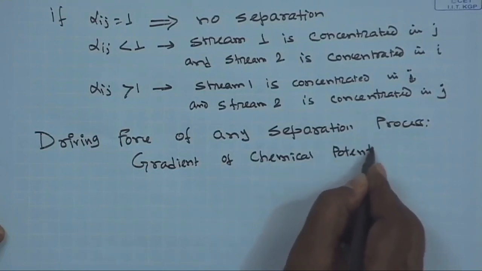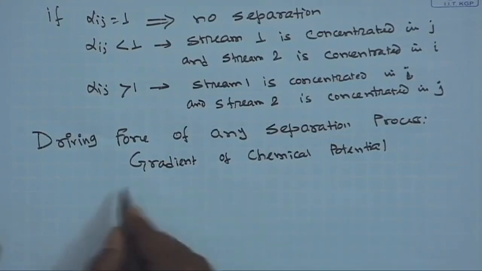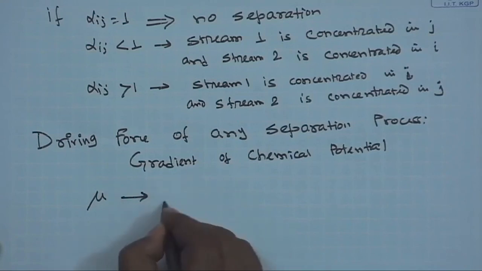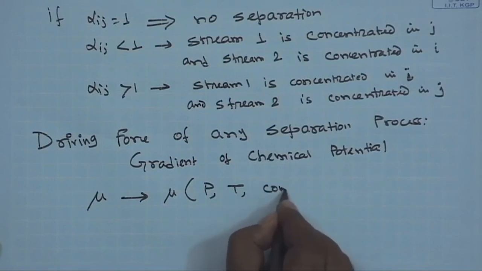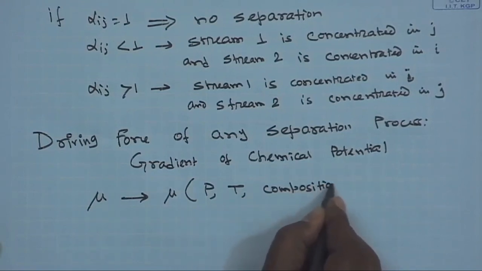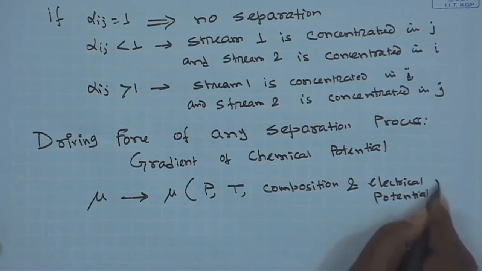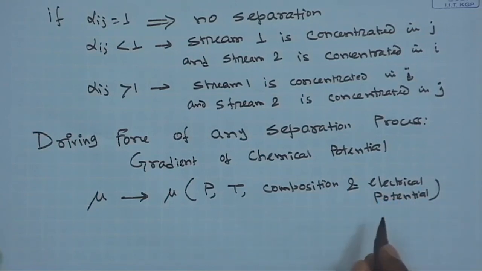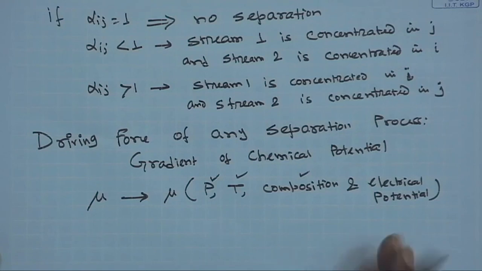Now, all of you must know about the chemical potential. If you forget, just brush up your idea of basic thermodynamics. Chemical potential will be a function of, if you remember, pressure, temperature, composition, and electric potential of the system. Typically, in an uncharged system, we will have only these three independent thermodynamic properties influencing chemical potential. Now, chemical potential is not a directly measurable property.